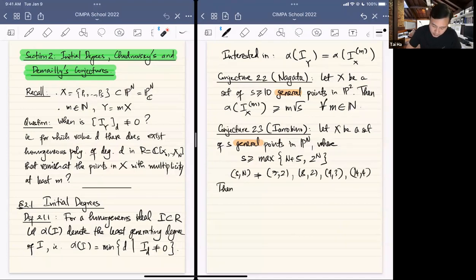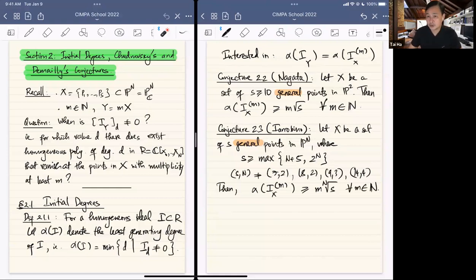Then he predicts that alpha of I of X, again to the symbolic power M, is at least M times the n-th root of S, for all positive integers M.